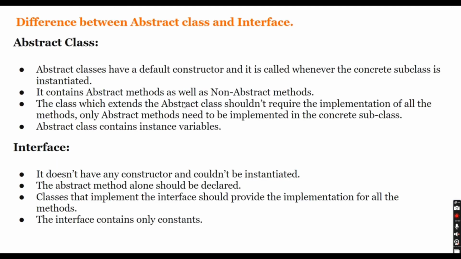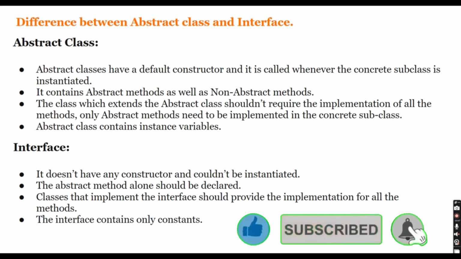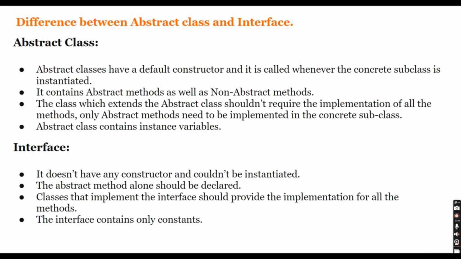Now let's check the difference point by point. The first difference is that an abstract class has a default constructor. As the class is abstract, it can have a default constructor. As we know, each class has a default constructor if you don't provide a constructor explicitly, and it is called whenever the concrete subclass is instantiated, and the constructor of the parent class is called when the subclass is instantiated. And an interface doesn't have any constructor and can't be instantiated. As this is an interface and not a class, it doesn't have any constructor.